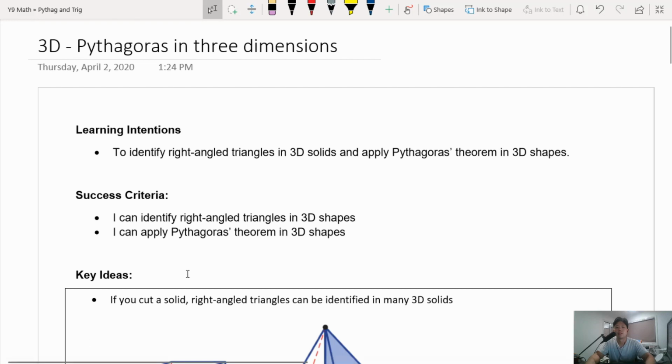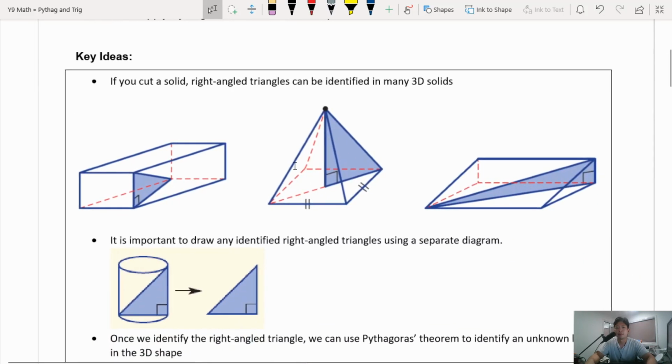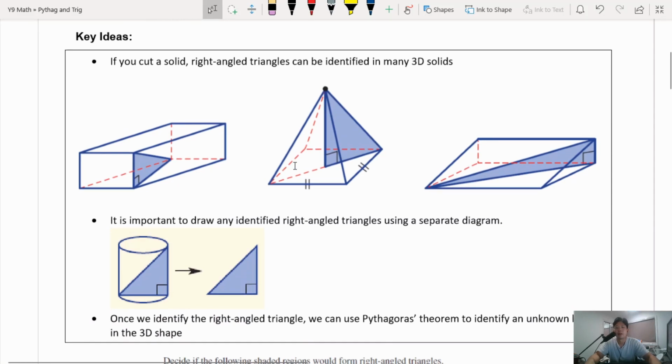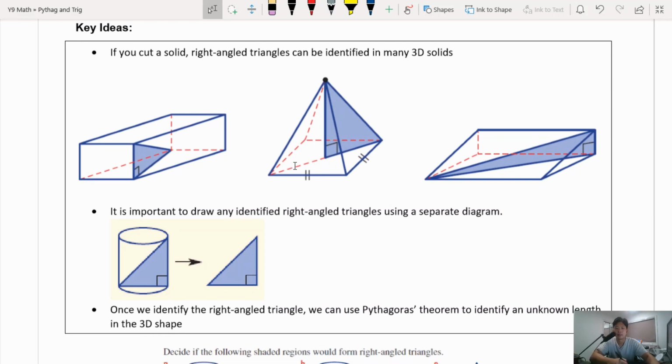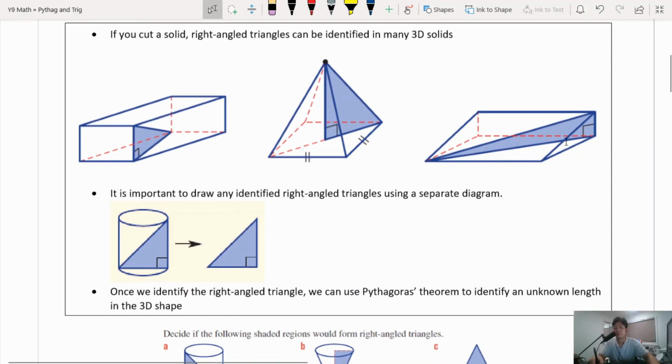By the end of the lesson, our goal is for everyone to be able to identify right angle triangles in 3D shapes and apply Pythagoras Theorem in these 3D shapes. The first thing we need to know is that if you cut a solid, right angle triangles can be identified in many 3D solids. In these shapes, if you cut diagonally, you'll see a right angle triangle. For this square base pyramid, you'll see one here, and for this prism, you'll see one like that.